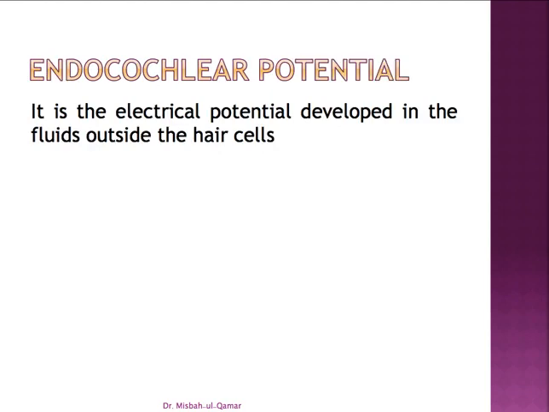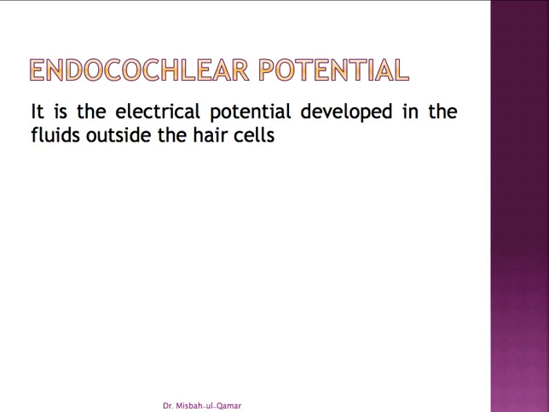Now, what is endocochlear potential? This endocochlear potential is also called the endolymphatic potential. It is the electrical potential which is developed in the fluids outside the hair cells. Basically, what happens is that there is an electrical potential difference, a voltage difference of plus 80 millivolts, that exists between the endolymph and the perilymph with the positivity in the scala media.